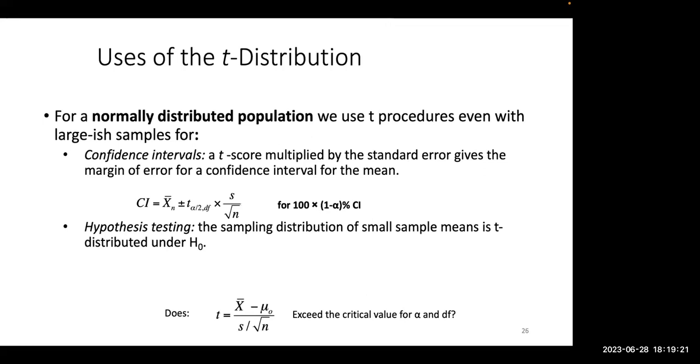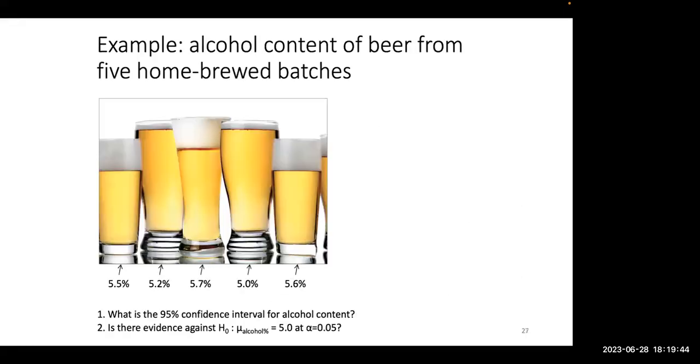Good. The calculation of the confidence interval here is the same. You have the sample mean x bar plus or minus the critical t, which is degree of freedom or sample size dependent, for alpha over 2, multiplied by s, the estimated standard deviation, divided by the square root of n. That's your standard error of the mean.